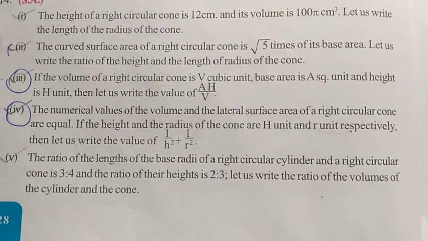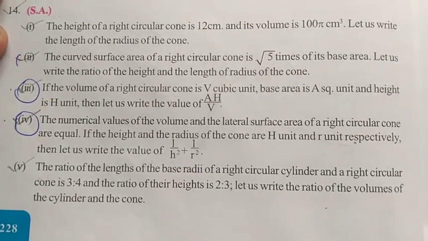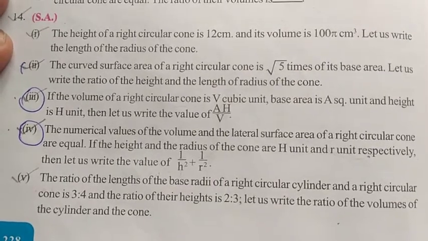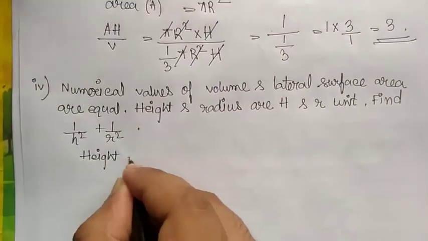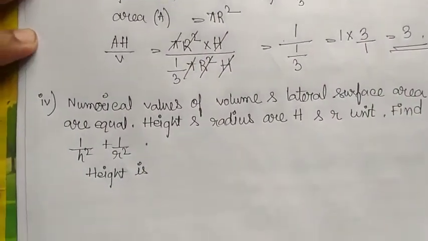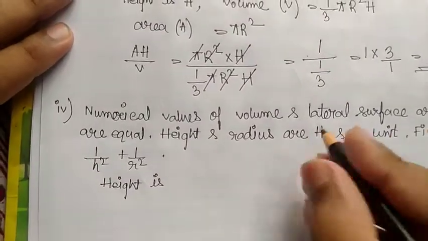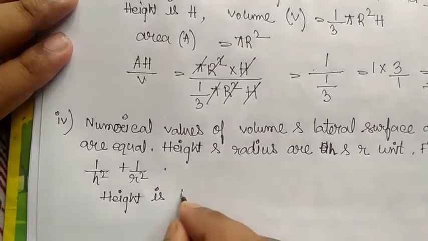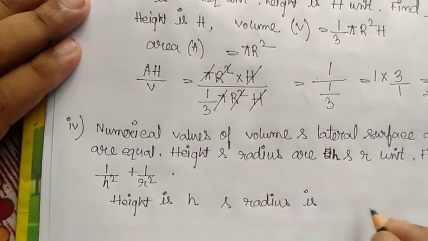Volume and the lateral surface area of a right circular cone are equal. If the height and the radius of the cone are H unit and R unit respectively, then let us write the value of 1 by H square plus 1 by R square. So height is, it should be not capital H, it should be small h. So height is h and radius is r unit.